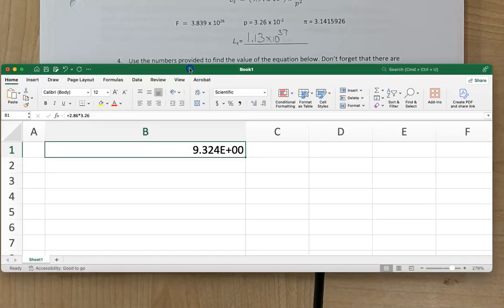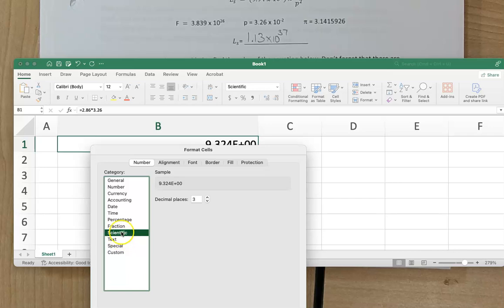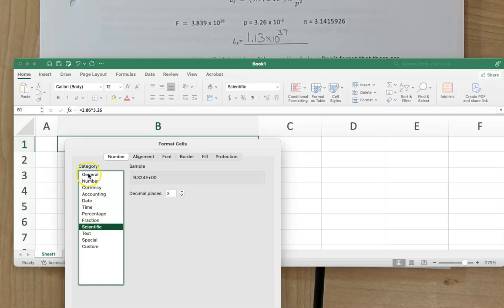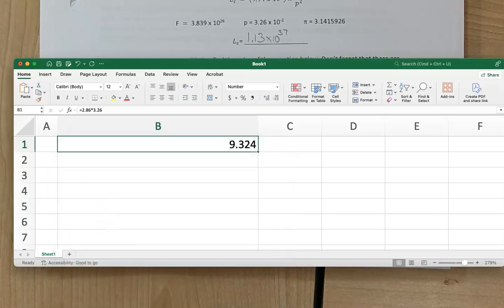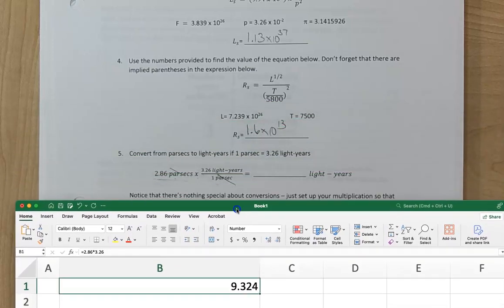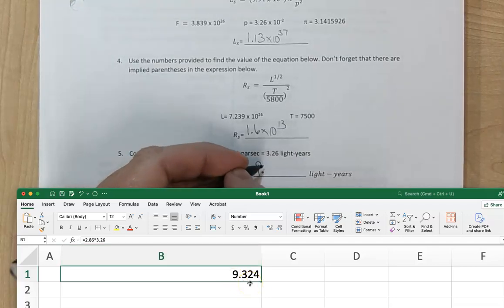So how can I get rid of that? I could right click on here, say format cells, and say don't give it to me in scientific notation, just give it to me as a number. And it'd say okay, your answer is 9.324. Except no, it's not, because this has 3 significant digits, this has 3 significant digits. I have to round my answer here to 3 significant digits, so my answer is just 9.32.